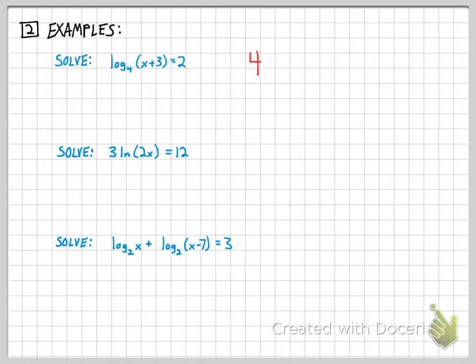Here's what I would get: 4 to the second power equals x plus 3. And you should feel really confident right away that this in exponential form is going to be pretty easy for us to solve. 16 equals x plus 3, and by subtracting 3 from both sides I get 13. Okay. Now, the check step is really important.